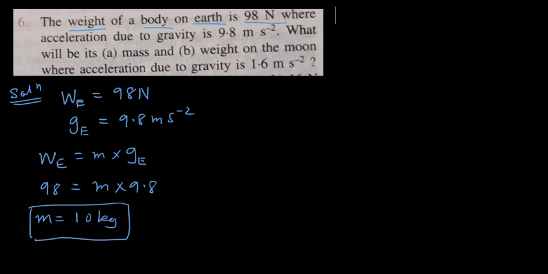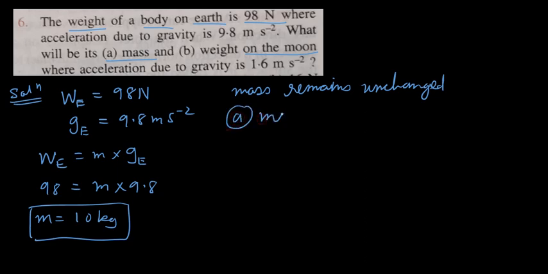Now they are asking us what will be the mass on the moon. So we know that mass remains unchanged. So if you go from one place to another, mass does not change. Since the acceleration due to gravity changes, the weight will change. So therefore answer of the first question is mass will be 10 kilograms.